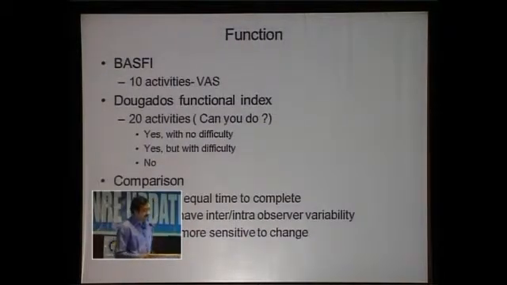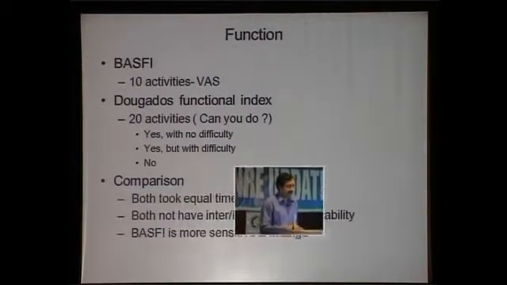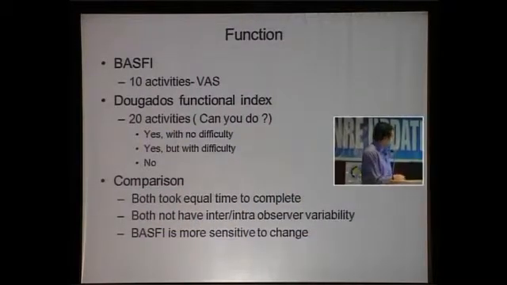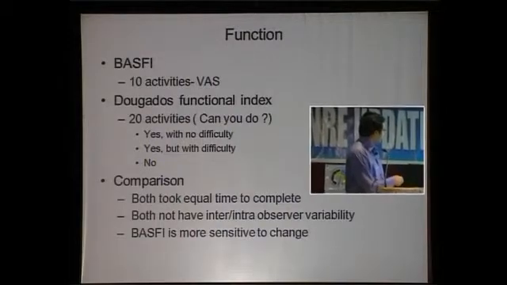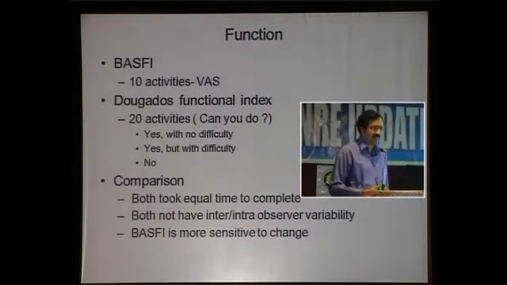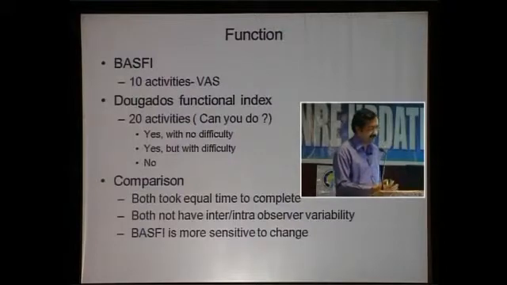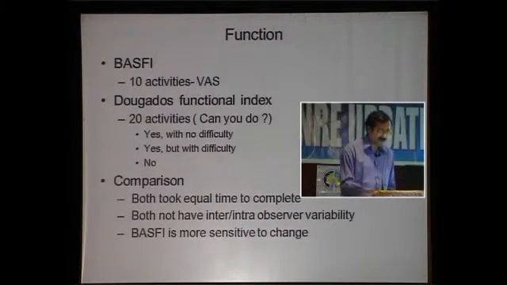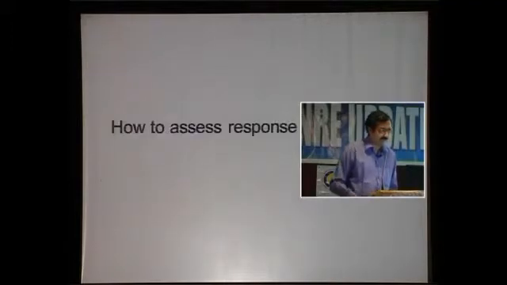Coming to function, that's what we are aiming at. Function is basically assessed based on questionnaires. One is BASFI and the other is the Dougados Functional Index. These are scoring systems, with questions like: can you do this or that, can you bend, can you put on your shoes? There are 10 questions in BASFI and 20 questions in DFI. Both are equally easy to complete and very sensitive to change. But BASFI is more commonly used because there are only 10 questions.